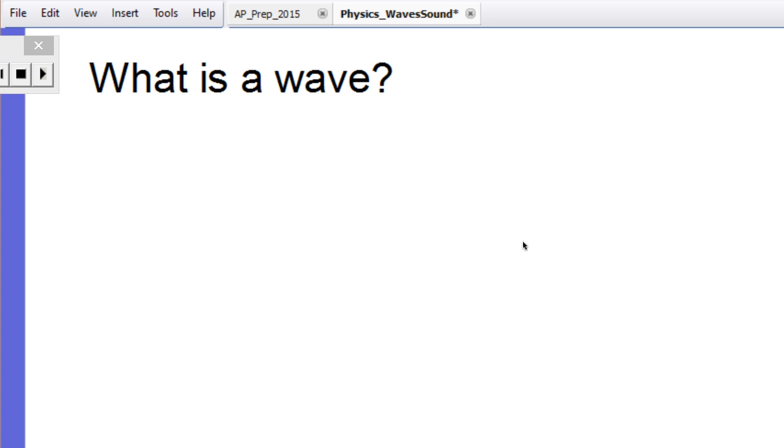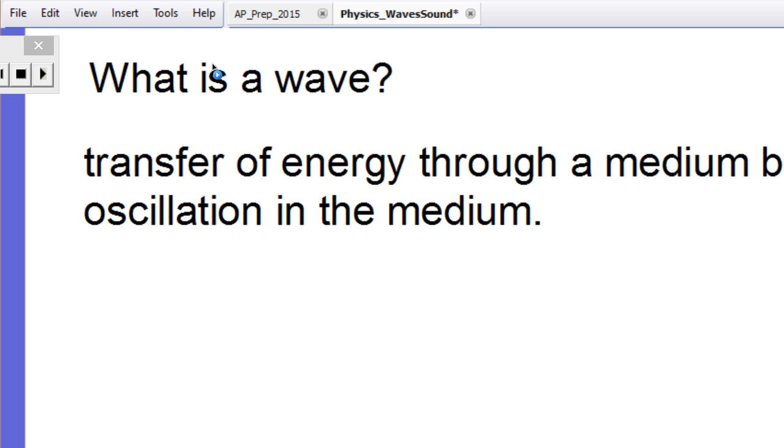Moving right along. So, our first question is, what is a wave? Well, there's a lot of different ways of thinking about waves and of describing waves. The one that we are going to use is the transfer of energy through a medium by causing oscillation in the medium. Alright, so that's a lot of stuff, so let's start at the beginning.